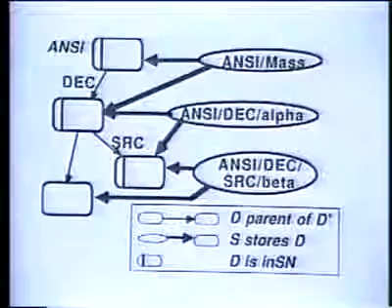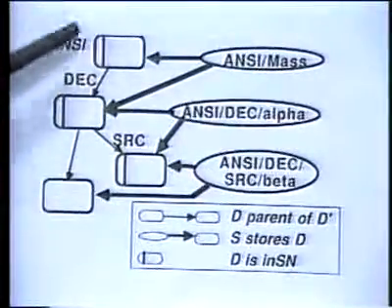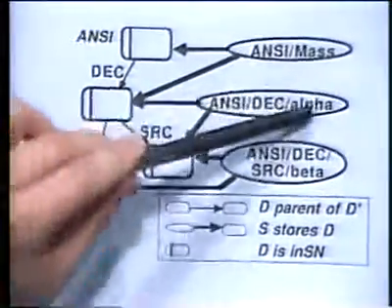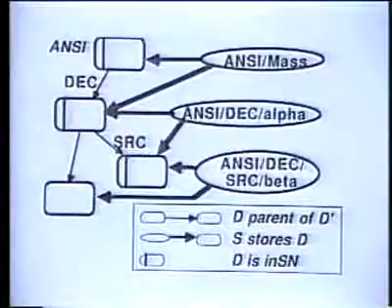Okay, there's one more story to tell about the way this works, but it's a story that's a little bit too complicated for today's talk. It has to do with the actual way in which the servers themselves are named. The basic notion is that the servers are named in the database itself. So, for example, here's our familiar story with ANSI, DEC, and circ, and here are servers named ANSI mass, ANSI DEC alpha, ANSI DEC circ beta.